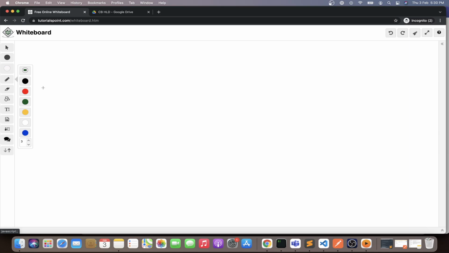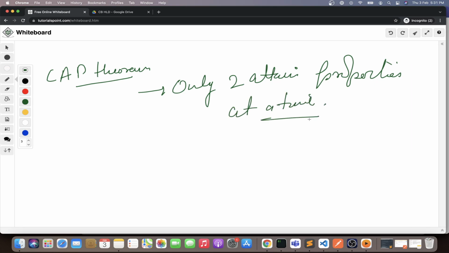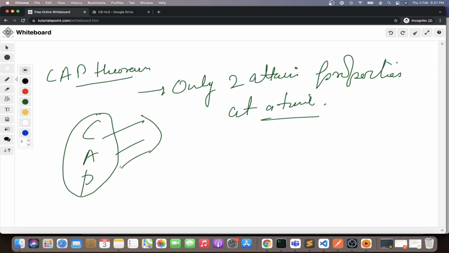So now CAP theorem has an important thing that we need to remember. It states that we can only attain two properties at a time, and we need to compromise with one of them.